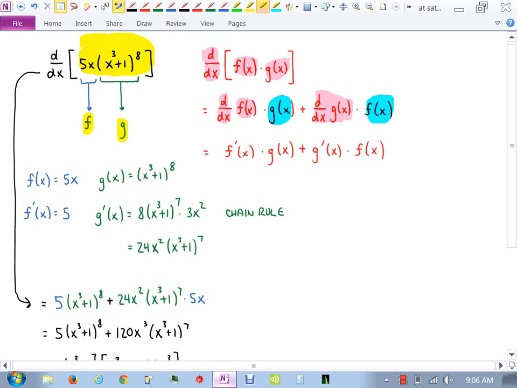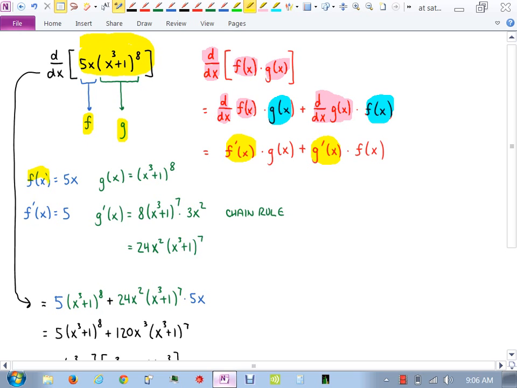Now I use slightly different notation. Instead of writing this whole thing d dx of f of x, I just write f with the little prime mark on it. That's what we call the prime. That means the derivative. So this is the derivative of f times g plus the derivative of g times f. So what we need to do is take our f and our g over here and find their derivatives.